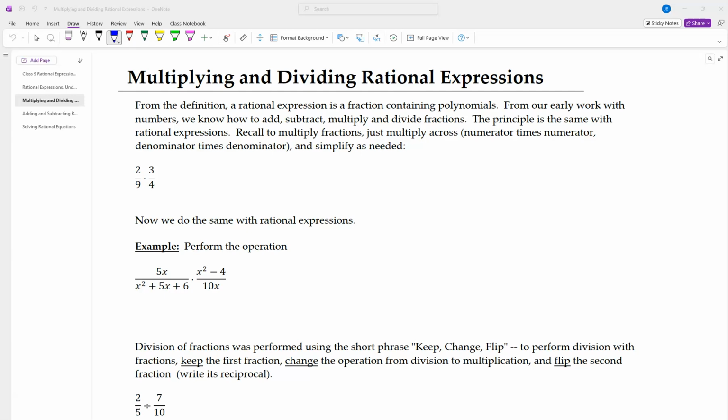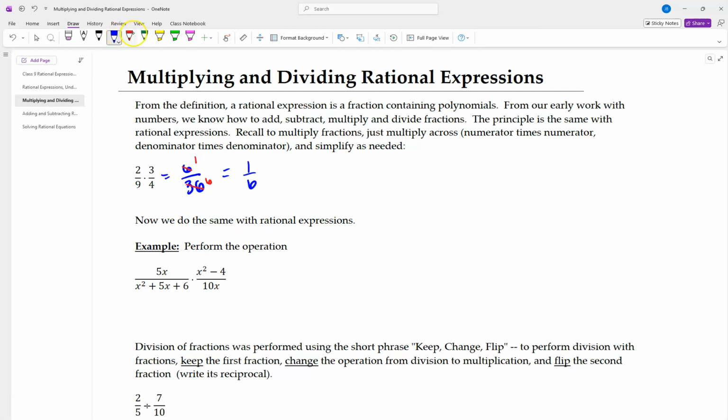When we multiply fractions, we know we just multiply across. So in this first expression, where we have 2/9 times 3/4, we would just multiply across. So it'd be 6 over 36, and then we would go ahead and simplify. We know 6 goes into 36 6 times. So then that is just 1 over 6.